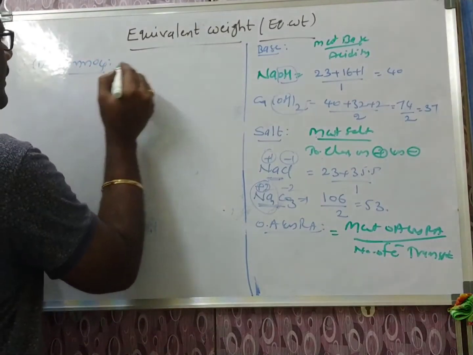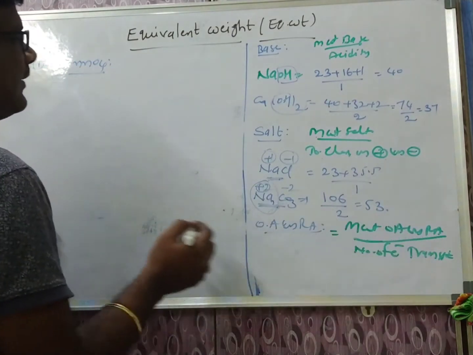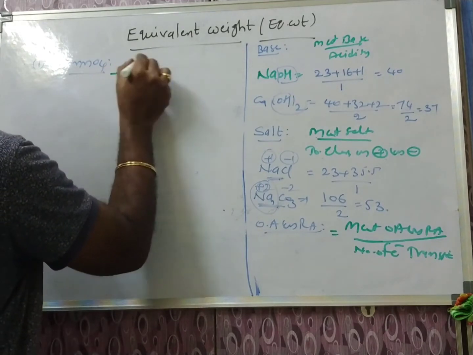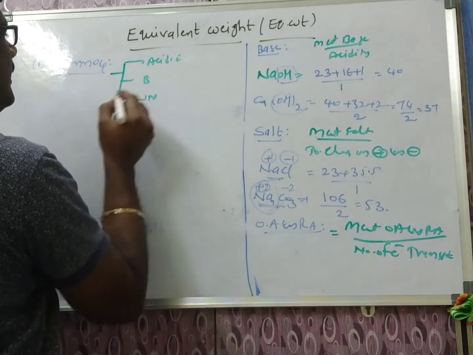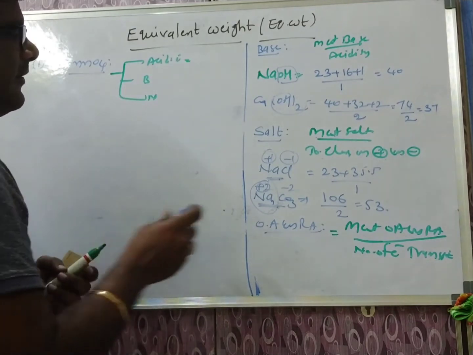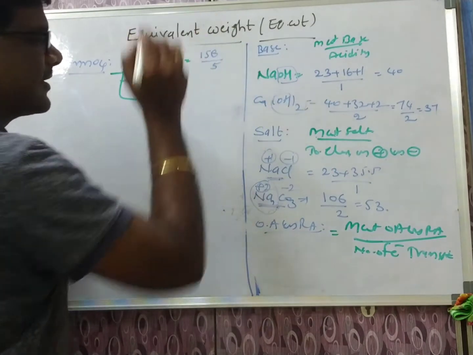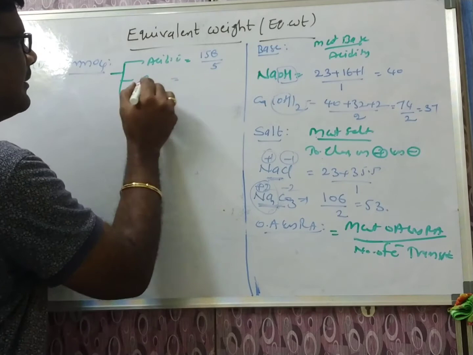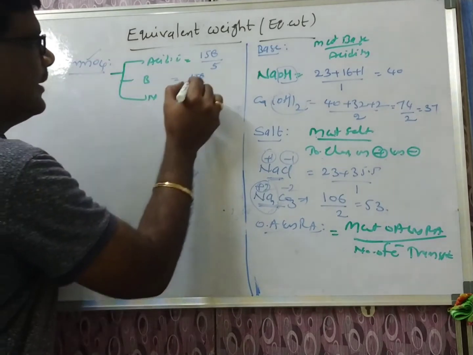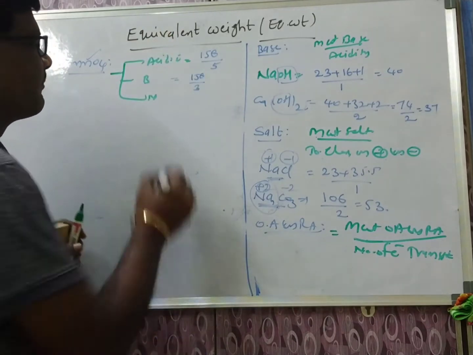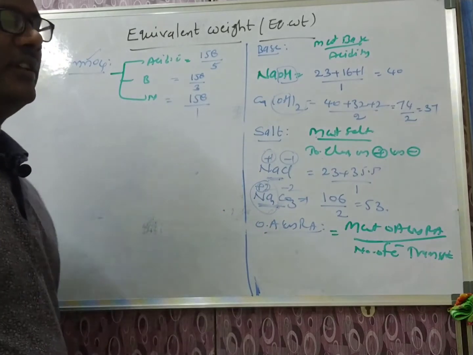First, what is the molecular weight of KMnO4? Molecular weight of KMnO4 by number of electrons transferred. It has three values: acidic media, basic media, neutral media. In acidic media, the weight of KMnO4 is 158 and the number of electrons transferred is 5. In basic media, the molecular weight does not change, 158, but the number of electrons transferred is 3. In neutral media, molecular weight is 158 and the number of electrons transferred is 1.